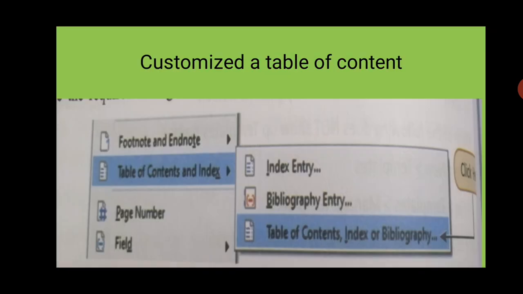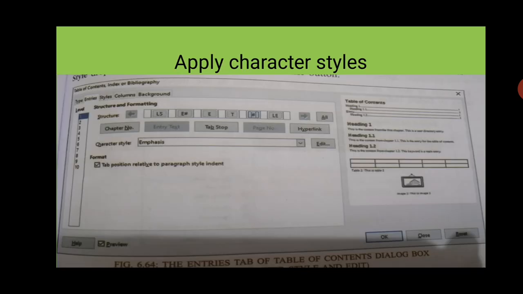The next topic is how to customize a table of contents. For customizing the table of contents, first we go to the insert option, where you can use table of contents and index option. You can see it easily here. After that, a pop-up menu will appear, where you use table of contents, index or bibliography. When it appears, click on the OK button, then another window will appear in this way, where you can see table of contents, index or bibliography easily.